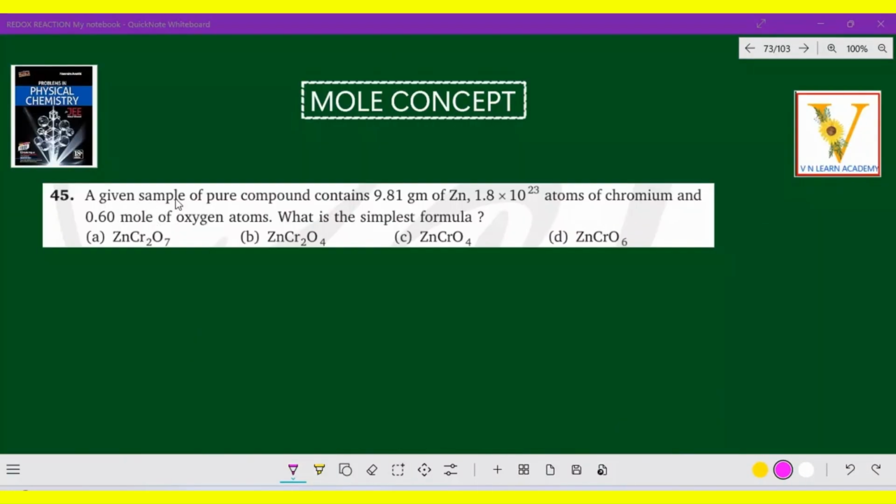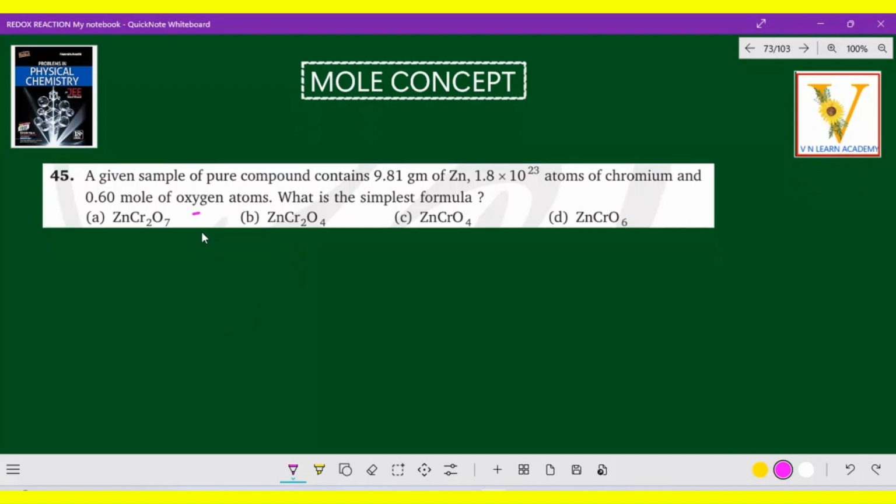The next question: a given sample of pure compound contains 9.81 gram of zinc, 1.8 into 10 to the power of 23 atoms of chromium, and 0.60 mole of oxygen atoms. What is the simplest formula? They have given the grams of zinc, atoms of chromium, and moles of oxygen atoms. We have to find the simplest formula, that is, the empirical formula.